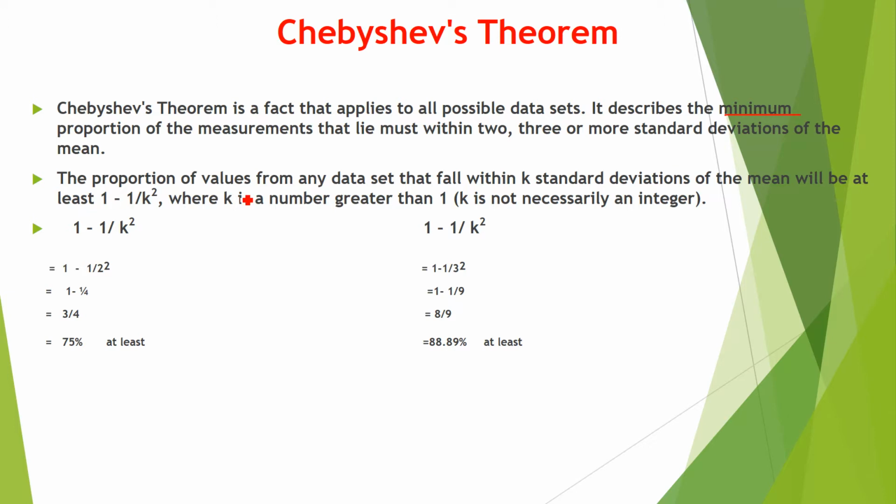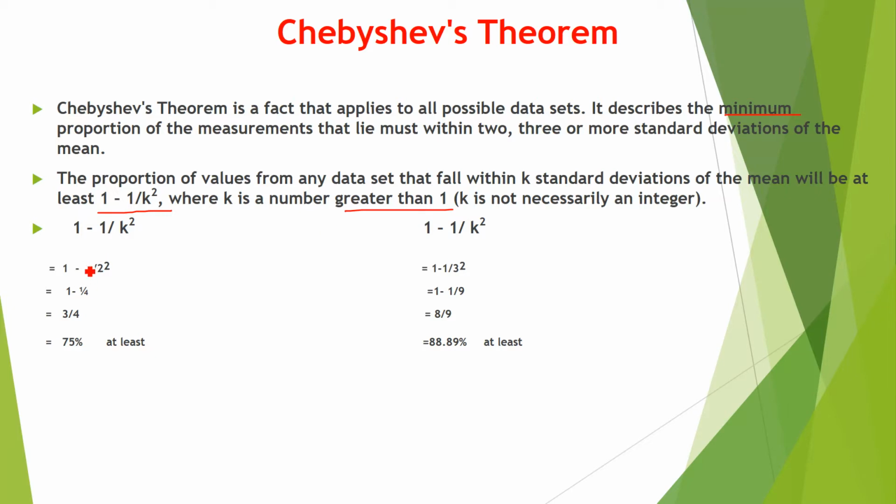The proportion of the values from any data set that fall within k standard deviations of the mean will be at least, and this is the formula he used, 1 minus 1 over k squared, where k is a number greater than 1. See, k should be greater than 1. If I put 1 here, it will be 1 minus 1, which is 0 over 1. We cannot calculate further, right? So that is why k is always a number and it should be greater than 1.